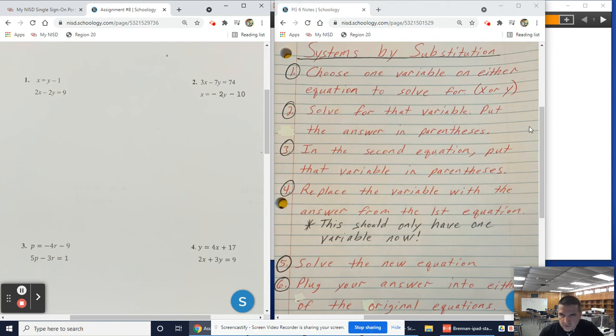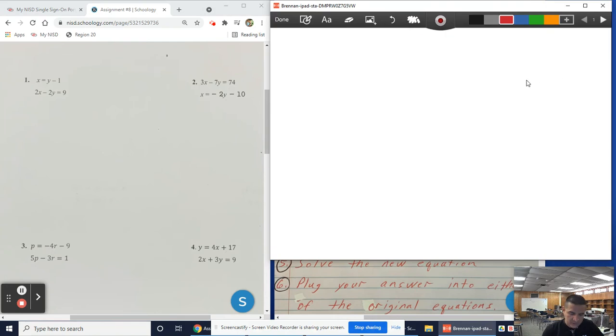Then we're supposed to solve for the variable, right? You choose one, solve for it. In the second equation, put that variable in parentheses, and then replace the variable with the answer from the first equation, right? So that might not make sense right now, but let's look at what I'm talking about.